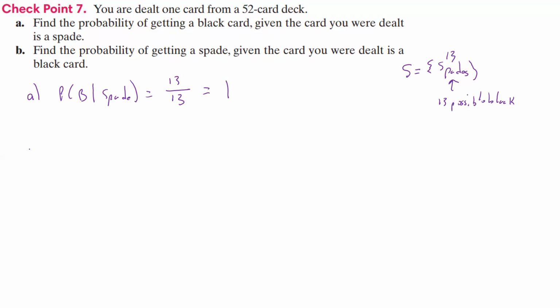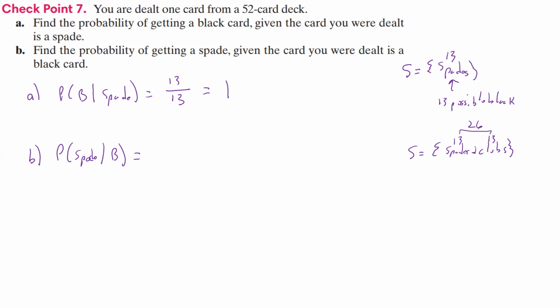Okay. Now, part B: find the probability of getting a spade given that you were dealt a black card. So this is kind of the other way. A spade given that it was black. In this case, our sample space is all the black cards. All the black cards are the spades and the clubs. So how many are there? There's 13 here and there's 13 here. So there are 26 in our sample space.